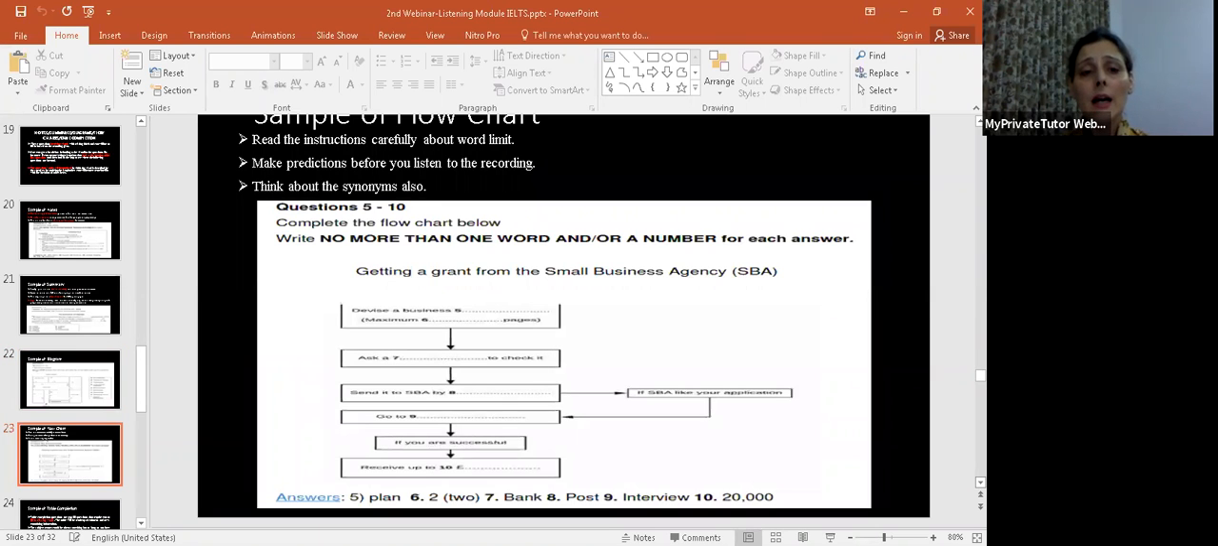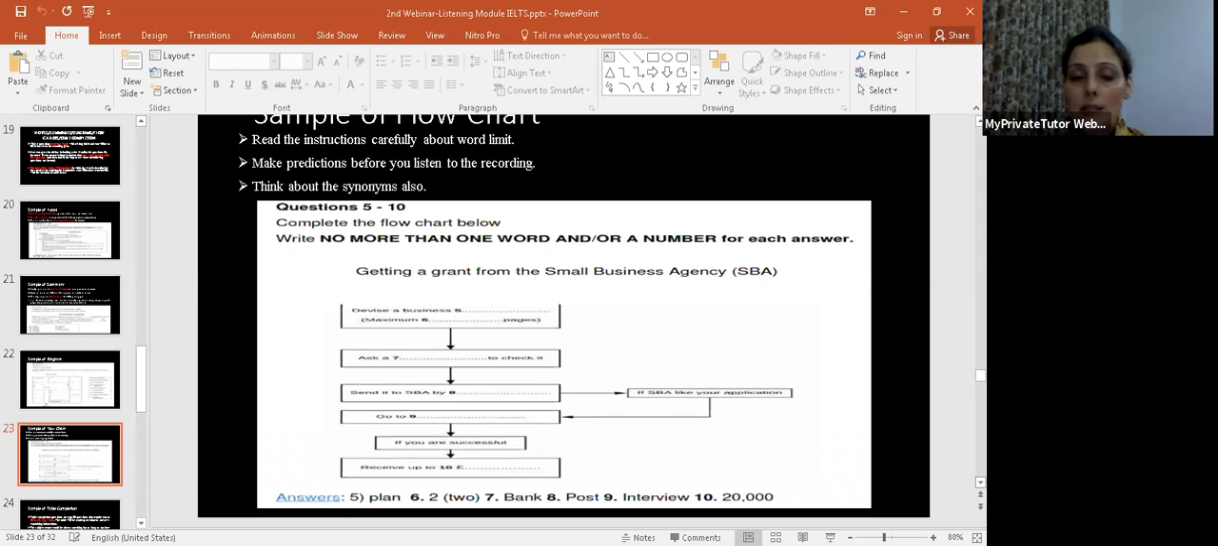Then I would like to have a flow chart. There is a flow chart in front of us. Read the instructions, okay, and what the question is asking. No more than one word or a number for each answer, okay, and make predictions before hearing the recording and think about the similar words.